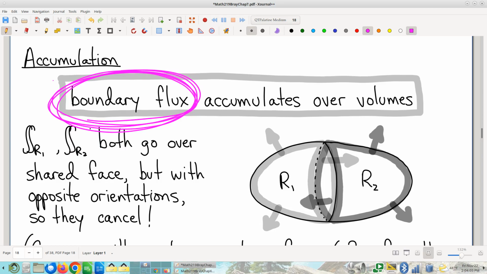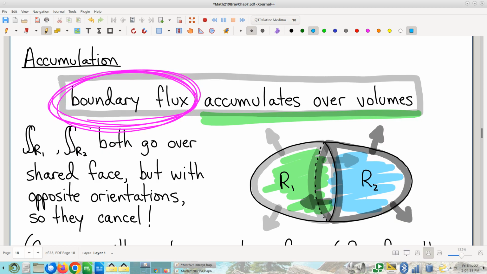When I say it accumulates, what I mean is it accumulates over volumes, in the sense that if you have a whole volume, and you split up that volume into one piece of volume and another piece of volume, then the whole is the sum of the parts. So when we say accumulates over volumes, what that means is that when you break it up by volume, then that object, boundary flux, will have this feature of accumulation. The whole is the sum of the parts.